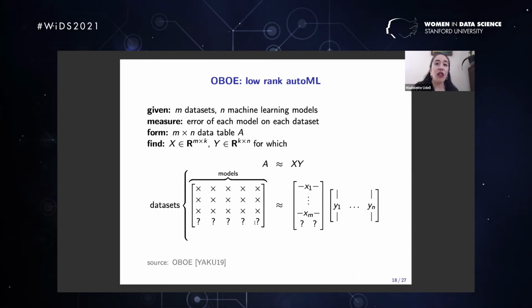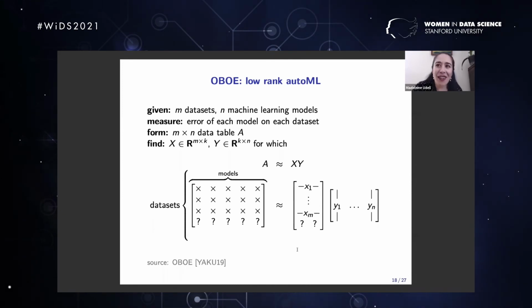The entry with the lowest value in this row is the model that has the lowest error on this data set. That's what we want to know. If you look over at this factorized view, you can see that this data set can be represented by two parameters, right? Just its vector little x. If I knew its vector little x, then I would multiply by this matrix y in order to predict the error of every model on this new data set.